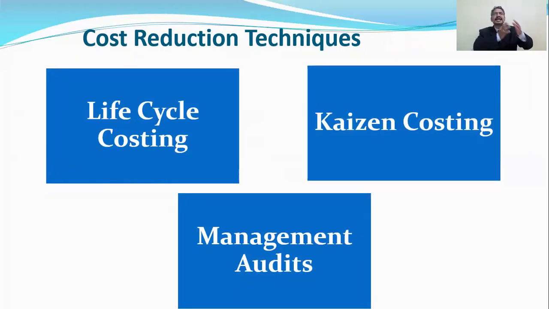Kaizen stands for continuous improvement. This costing technique focuses on continuous improvement in the product, so you keep on adding value with reduction of cost. The process of cost reduction throughout the production phase of an established product is known as Kaizen costing.